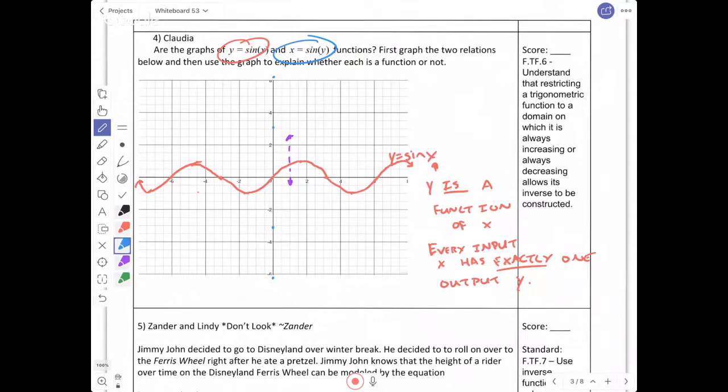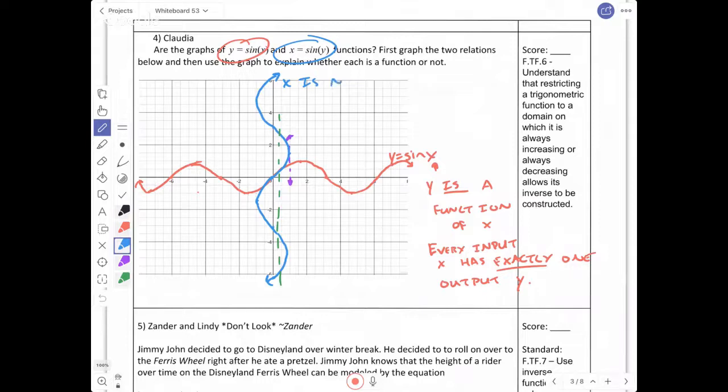And now the blue one. So I've got here and here. We're coming up and then down and up like that. And down, up like that. And here I can see as well very clearly that x is not a function of y.